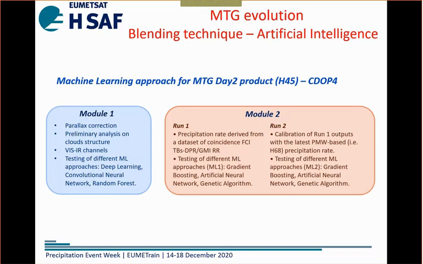And we are still evaluating the different machine learning approaches to be used. As you can see in the slide, we are testing artificial neural networks, deep learning, convolutional neural networks, and algorithms like random forest. We are still evaluating which of these machine learning techniques will fit our needs with our data.